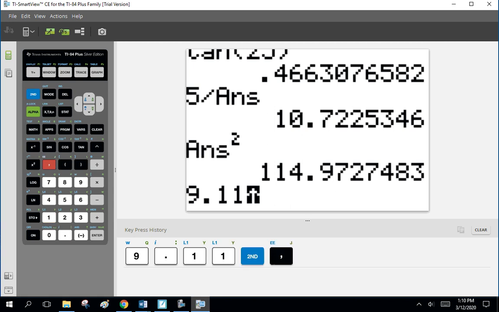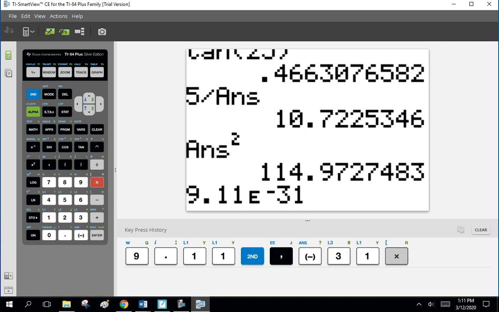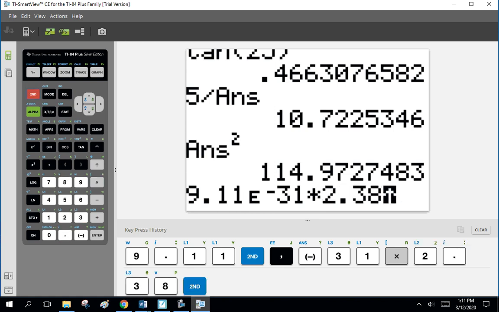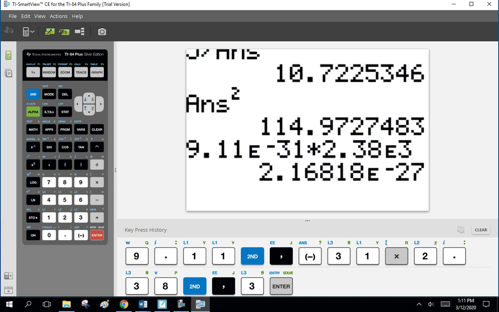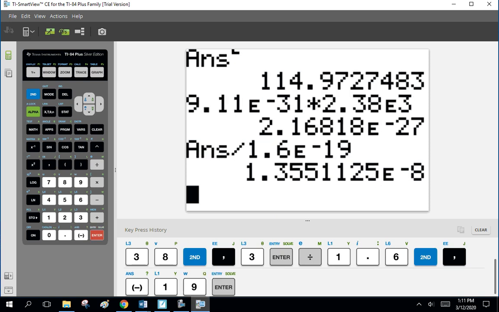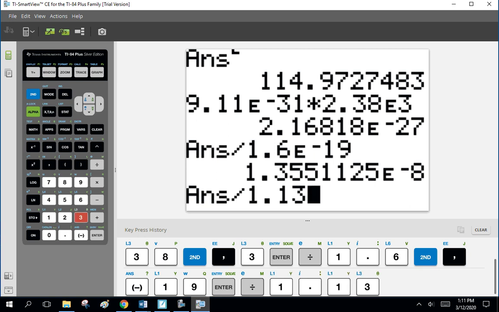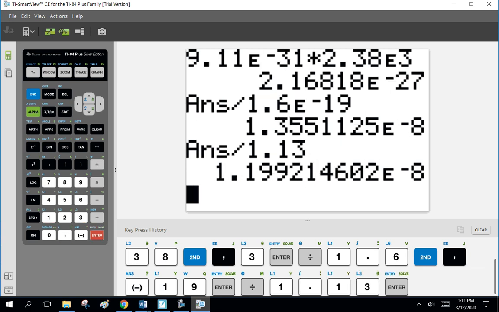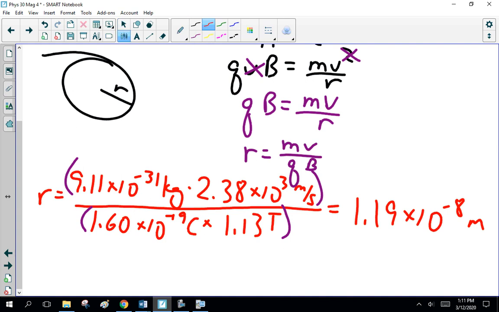9.11 exponent negative 31 times its velocity, exponent to the 3. Okay. Divided by 1.6 exponent to the negative 19, divided by 1.13 Tesla. 1.1992 times 10 to the minus 8. That I believe. That would be 1.20 times 10 to the minus 8 of a meter.